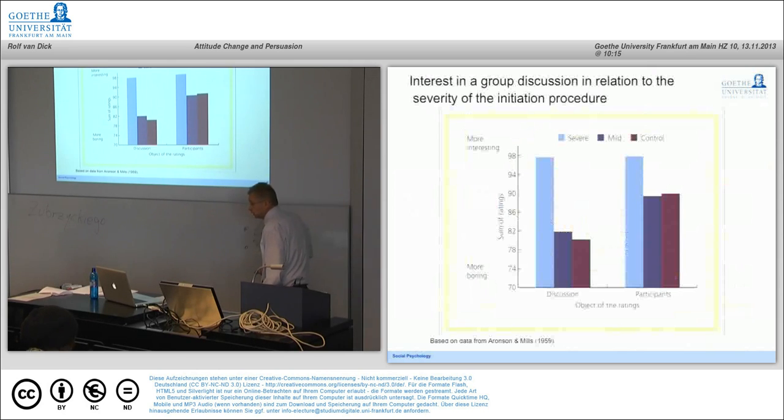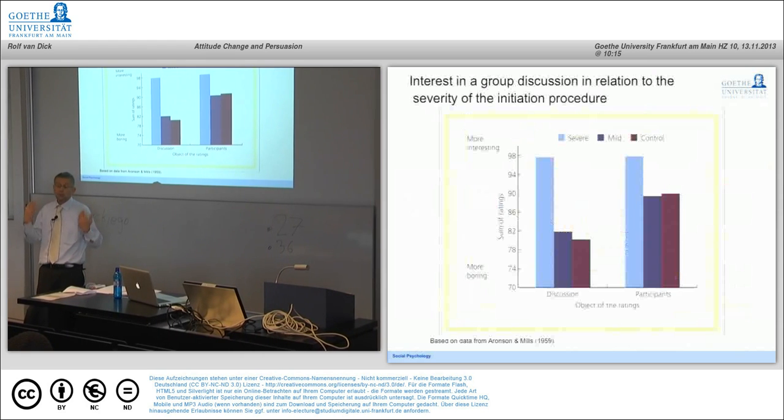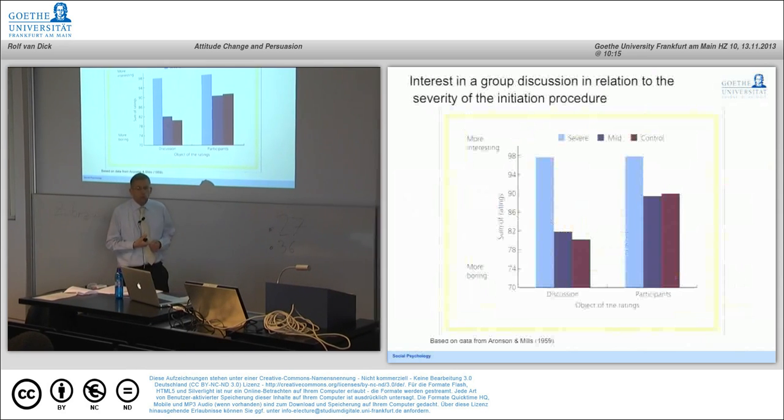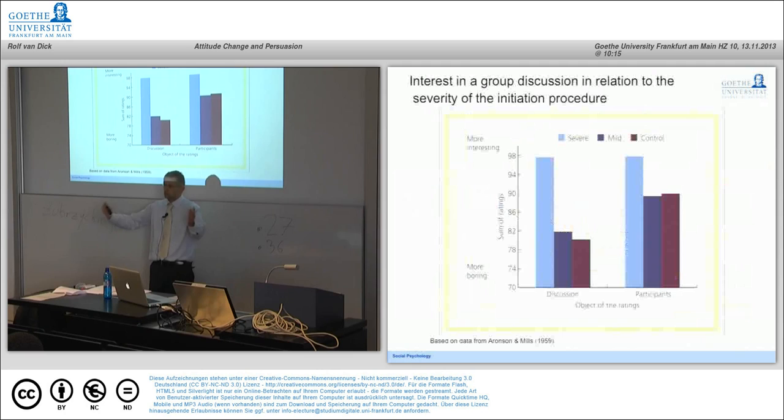Another classic experiment, Aronson and Mills, also 1959. They announced on campus that new groups were formed, women's groups. I don't know what it was about. And they offered women the opportunity to join these groups. The women who were interested in joining reported at the laboratory, and then they were randomly assigned to 3 different conditions. One condition was a control condition.